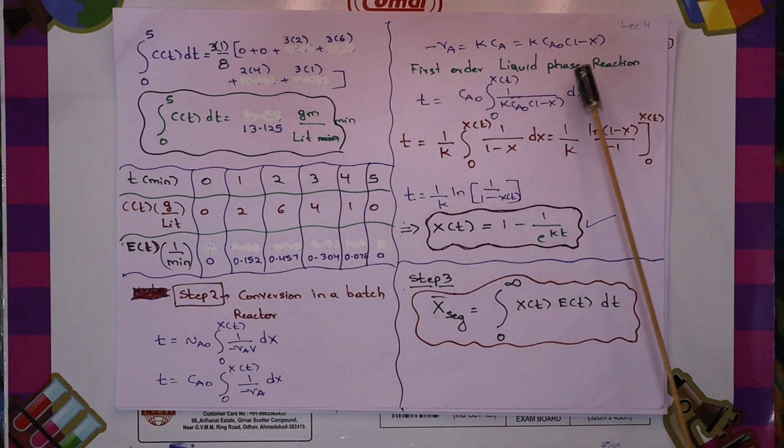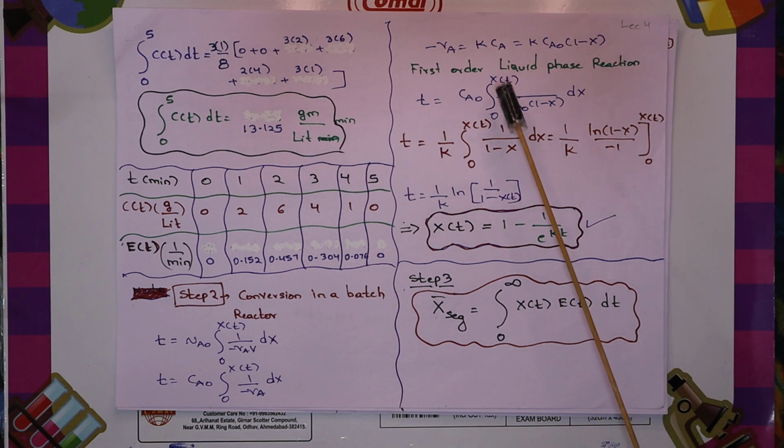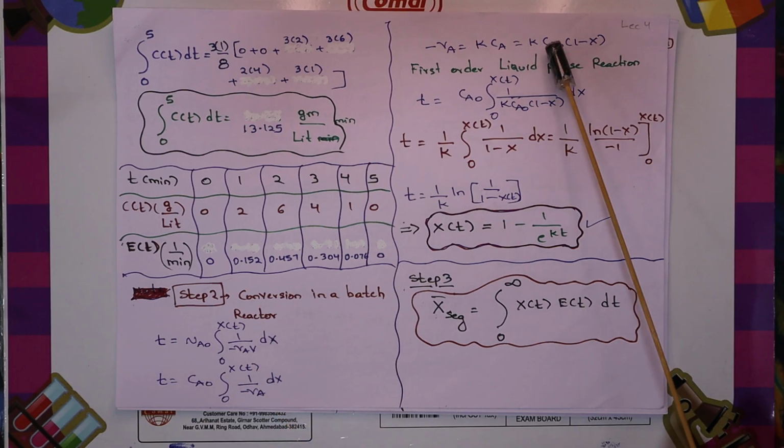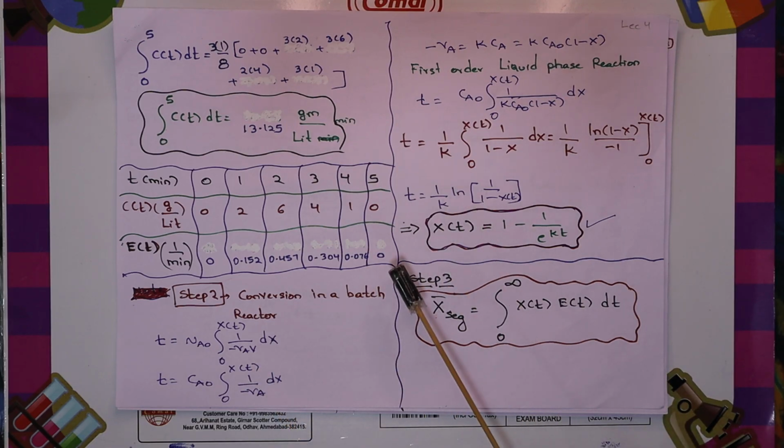Therefore, first order liquid phase reaction, it is given that the present reaction is a liquid phase reaction. Therefore, if you integrate this particular expression by substituting the value of Ra, then you get the information about what is X of t. But t is nothing but 1 by k into ln 1 by 1 minus X of t. What is X of t? If you interchange the terms, X of t equal to 1 minus 1 by e power kt. So I know E of t information, I know X of t information.